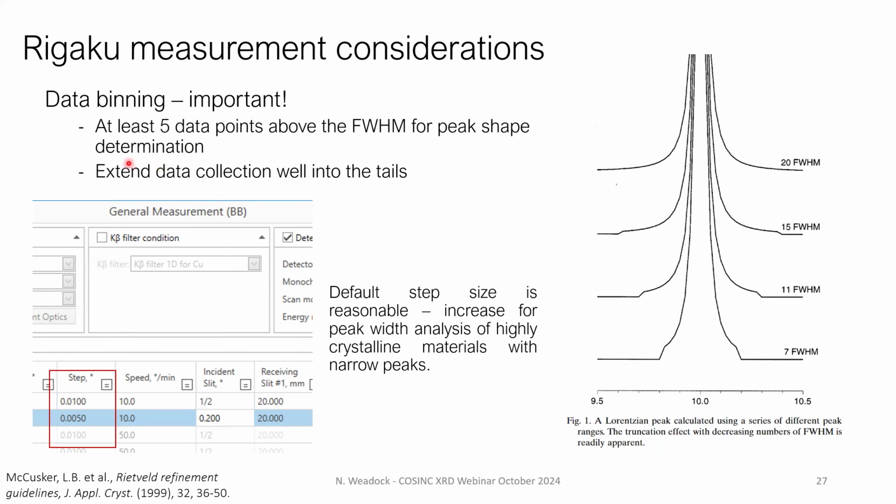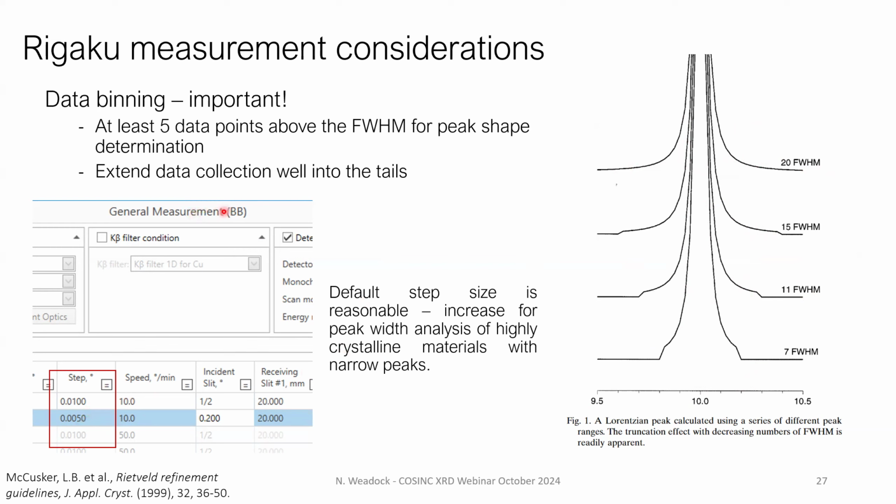And you want to make sure that your data collection range extends well into the tails of the peak. This figure on the right is showing a Lorentzian function that's being truncated at a decreasing number of widths of the peak, so decreasing number of sigma effectively. You can see that below 15, you're really starting to truncate the tails, which will make determination of Lorentzian versus Gaussian difficult, as well as giving a poorer fit because you're losing a lot of the information out here.